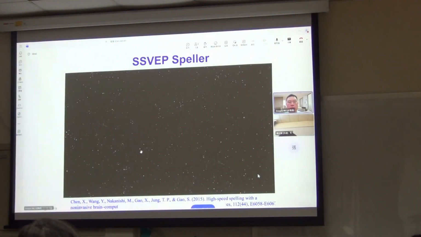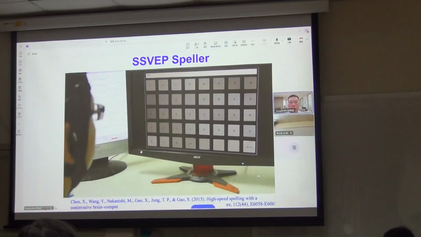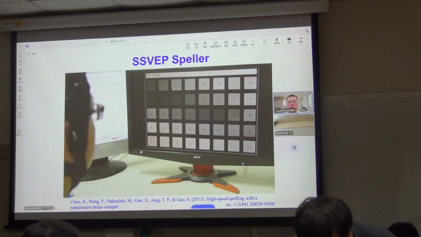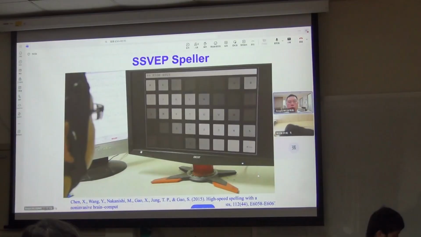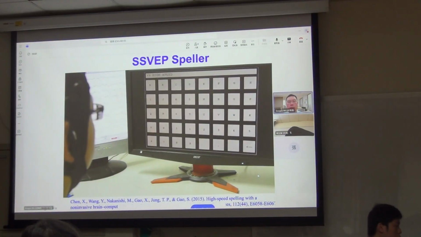So this is a demonstration of an SSVEP speller. Here, each character is flashing at a different frequency and phase. The user stares at the letter he wants to input, and after a very short period of time, in this case I guess less than 1 second, we can decode which character he wants to input.